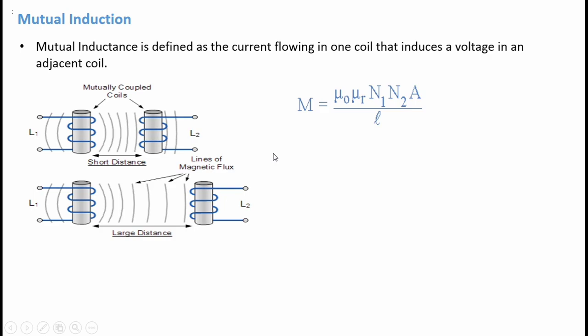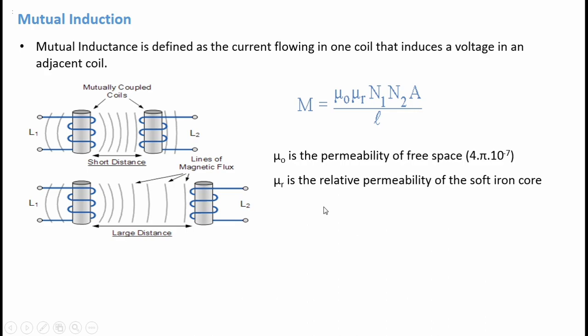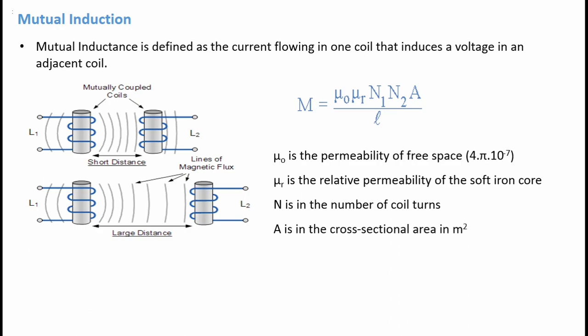The formula for mutual inductance is given by mu naught into mu r into N1 N2 into A divided by L, where mu naught is the permeability of free space, mu r is the relative permeability of the soft iron core, N is the number of turns of the coils, A is the cross-sectional area in meter squared, and L is the length of the coil in meters.